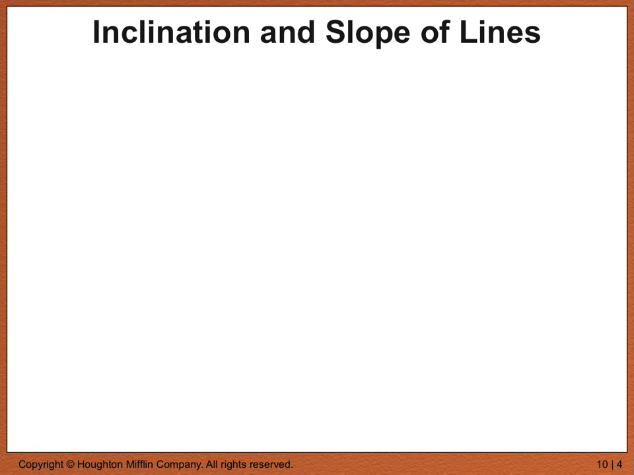So when we're talking about lines, lines have inclination and slope. Now you remember from Algebra 1 that slope is just rise over run. Okay, so that much is not new. But now we're introducing a new term, which is inclination, and you'll see that it's very closely related to slope. It's basically the same as slope, but expressed in a different way.